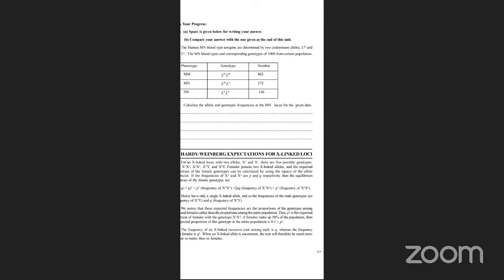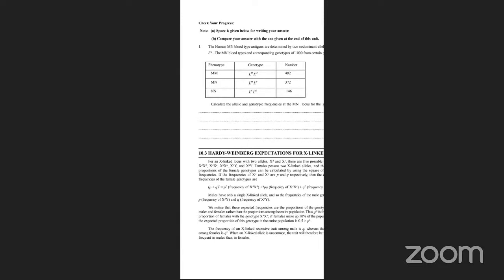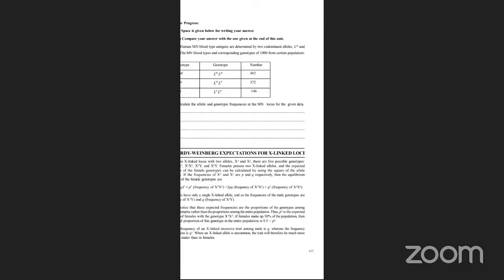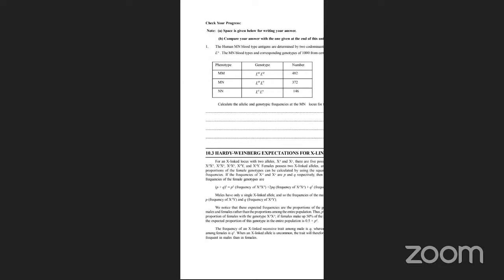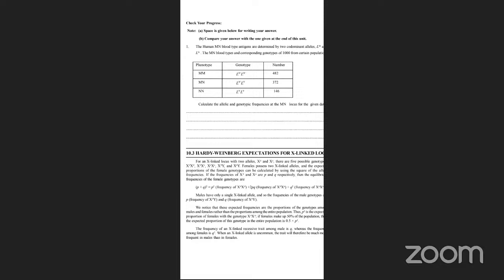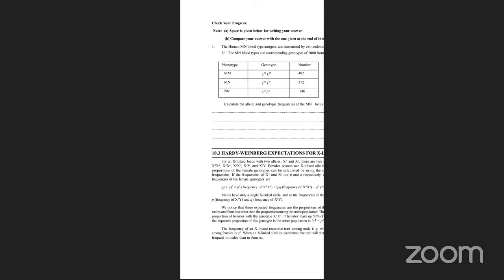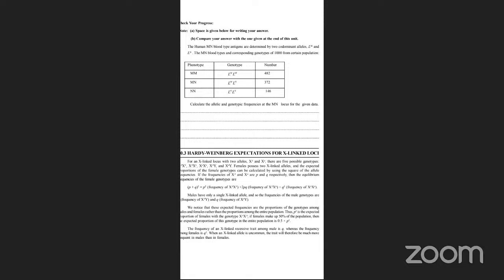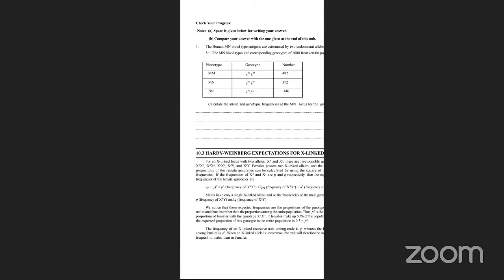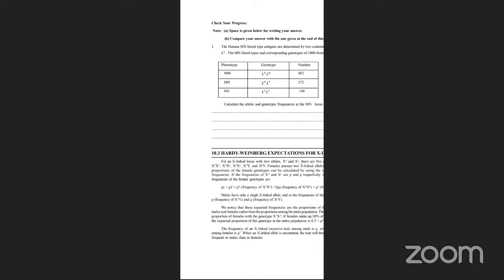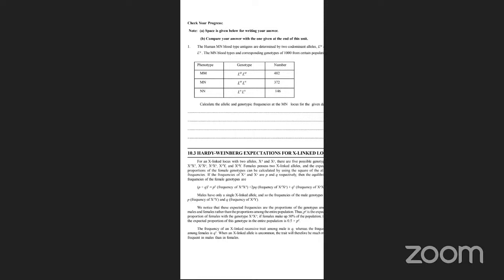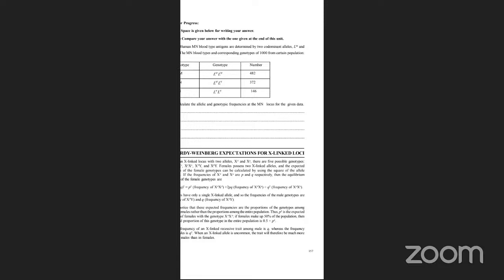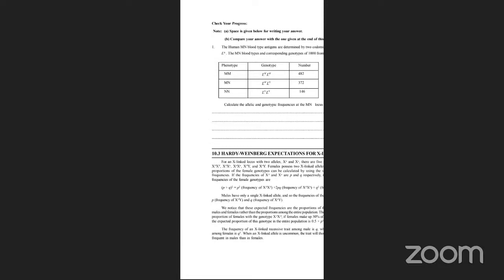P square is the expected proportion from females with the genotype X^A X^A. Females make up 50% of the population, so the expected proportion of the genotype in the entire population is 0.5 times P square. The frequency of an X-linked recessive trait among males is Q, whereas the frequency among females is Q square. When an X-linked allele is uncommon, the trait will therefore be much more frequent in males than in females.